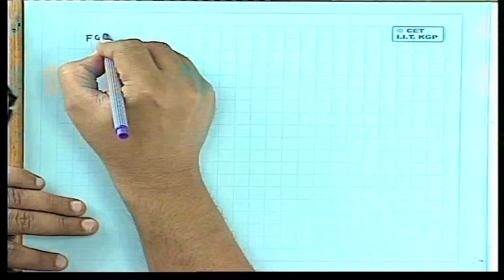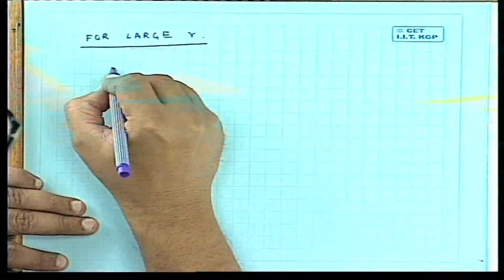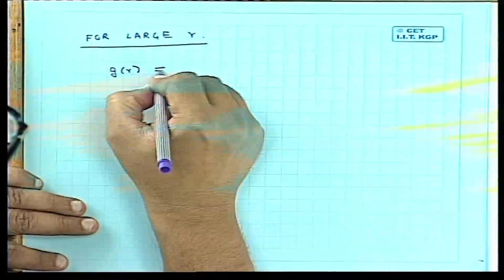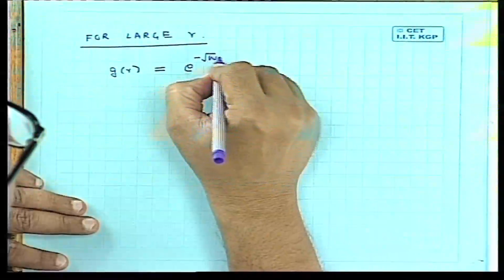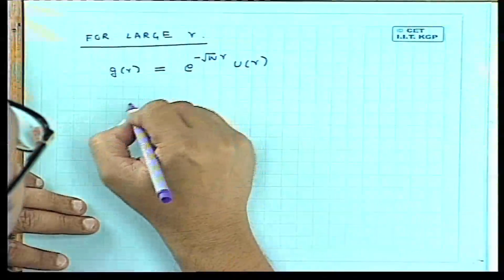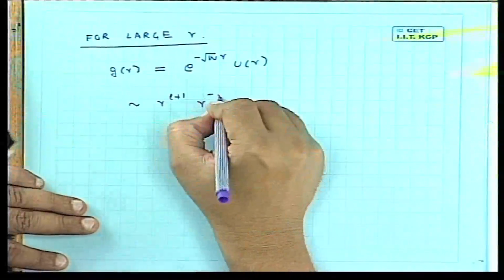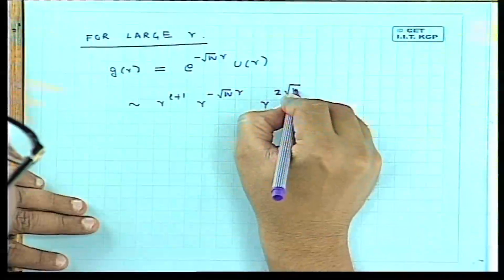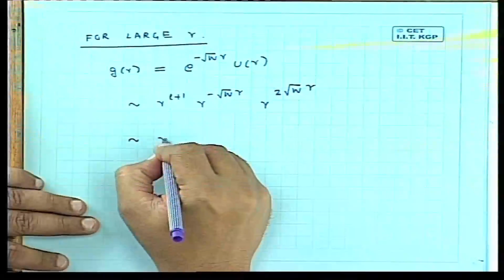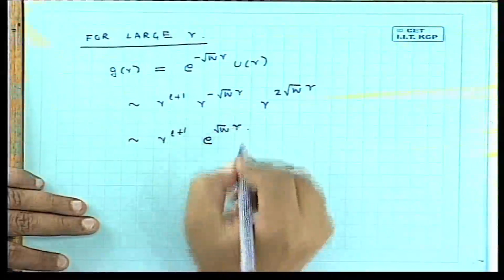So this tells us that for large r, the function g of r, which is defined as e to the power minus square root of w r into u of r, goes as r to the power of l plus 1, e to the power minus square root of w r, and e to the power 2 square root of w r, which basically is r to the power of l plus 1 e to the power square root of w r.